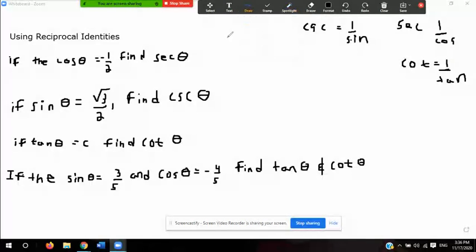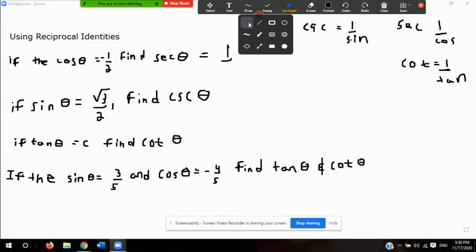So the secant of theta is going to equal 1 over, right? Remember, the reciprocal identity says that the secant of theta is 1 over the cosine. So we're going to apply it here. The secant of theta is going to equal 1 over the cosine of theta, which is negative 1/2. So we're going to write that as a complex fraction, and we're going to say over negative 1/2.